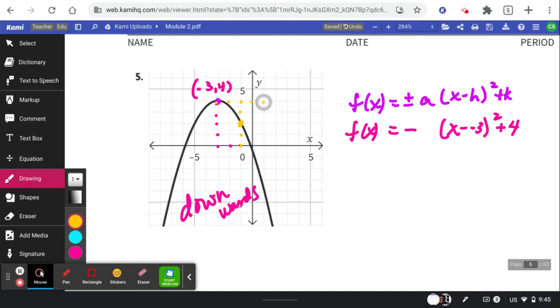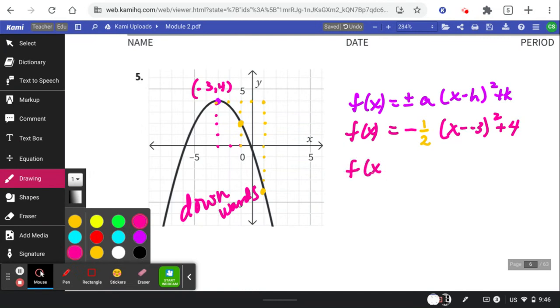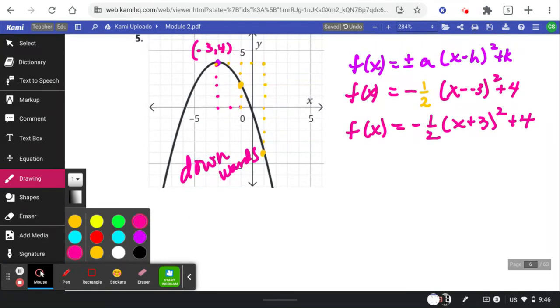For example, out 4 would normally be down 16. And this is only down 8. So this is half the normal parent growth. And that's our equation. Let's write the whole thing out. F of x equals -1/2 (x plus 3) squared plus 4. How'd you do?